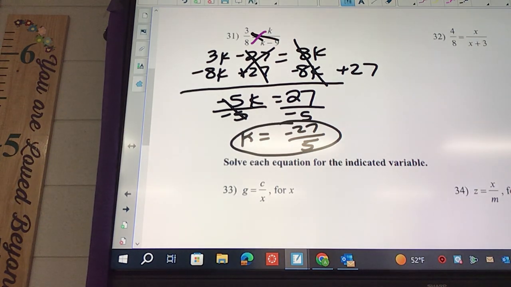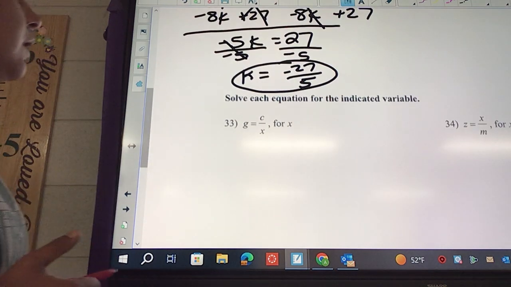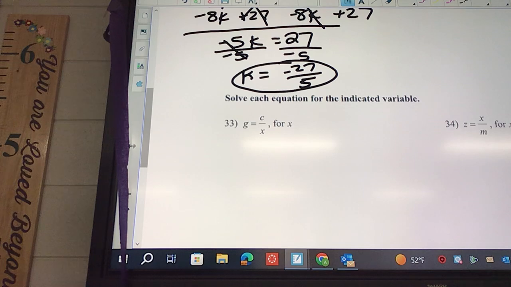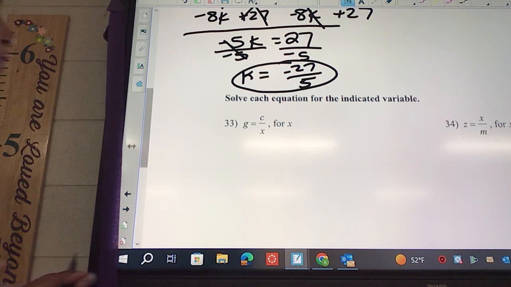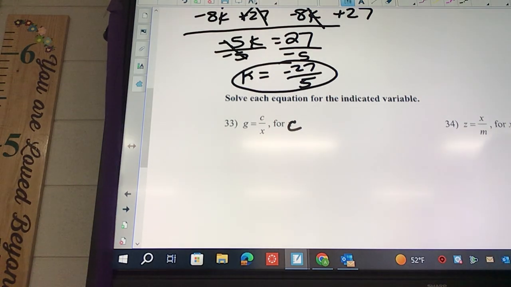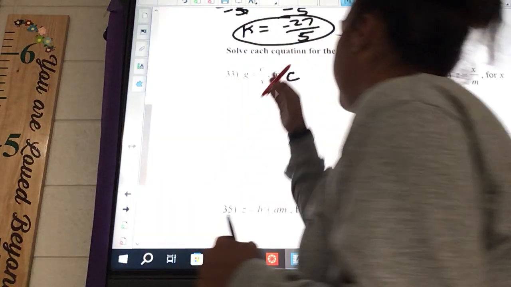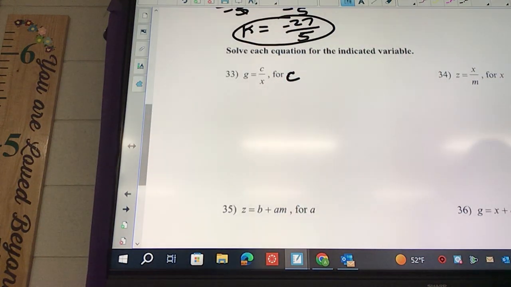We have 2 more. Okay, the last section you're going to see on your test tomorrow is the literal equations, and that's just straight up, it's all letters for solving for a particular letter. Okay? I'm going to change this and say solve for C. And I'm going to change this one, and that one says solve for X. Okay, so we're going to solve for C. It tells you whatever letter to solve for on there.